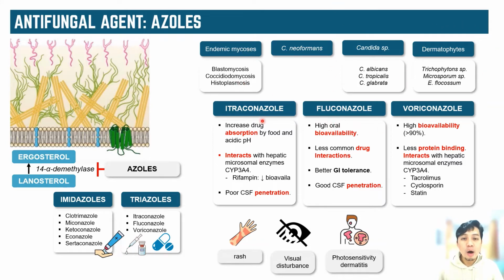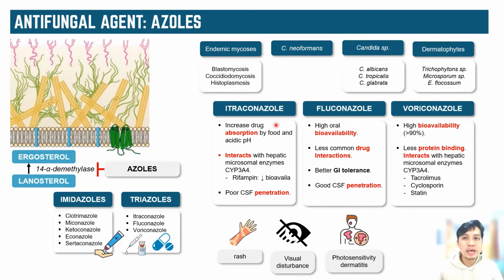As mentioned before, itraconazole, fluconazole, and voriconazole have high oral bioavailability. The bioavailability of itraconazole can be increased by taking it simultaneously with food or by making the gastric pH more acidic. However, they target the microsomal enzyme 14-alpha demethylase, and this can extend to non-targeted inhibition of cytochrome P450, which is responsible for pharmacokinetic drug interactions.